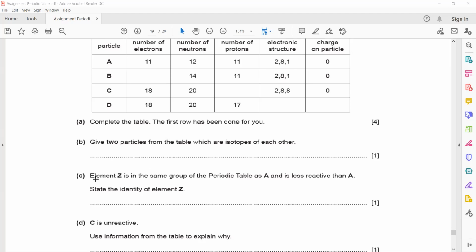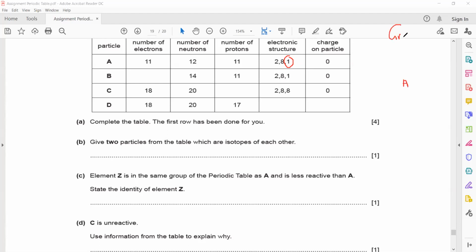In part C, the element Z is in the same group of the periodic table as A. So Z and A are in the same group. So which group does A belong to? A belongs to group 1. How do we identify? Because there is 1 electron in the outermost shell. So A belongs to group 1.